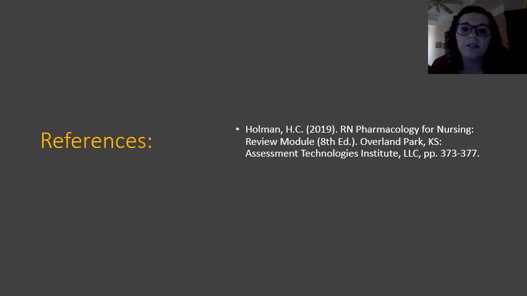all of these were found in your ATI textbook, chapter 46, pages 373 to 377. On Tuesday at 8 a.m. there's going to be a discussion post opened up so if you have any questions and answers, we can all discuss as a class. It'll be open through the week just to discuss all of these medications and any questions you may have.